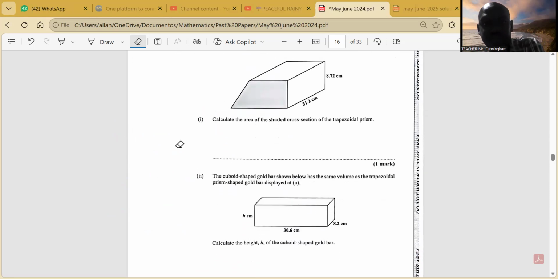The cuboid, there's the cuboid shaped gold bar. Yes, Ezekiel, that's correct. The cuboid shaped gold bar shown below has the same volume as the trapezoidal prism. Calculate the height. So you have a cuboid now.